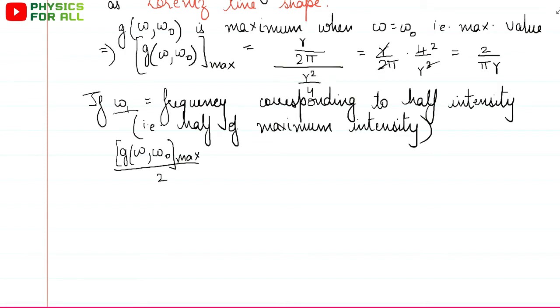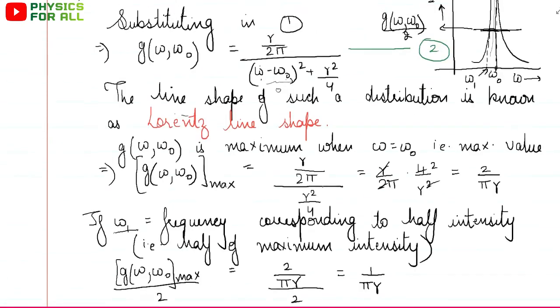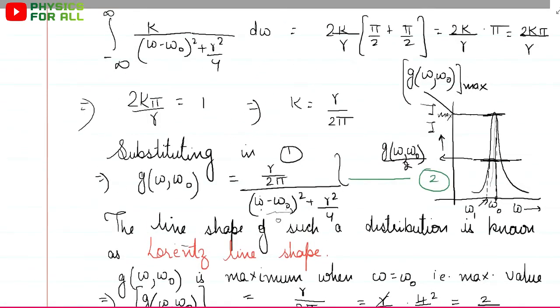by 2 is equal to, what is g omega naught max? That is 2 upon gamma pi. Then that would become 2 upon pi gamma by 2. That is 1 upon pi gamma, equal to the actual value, this value. This is the value here. So we have to use this value again.